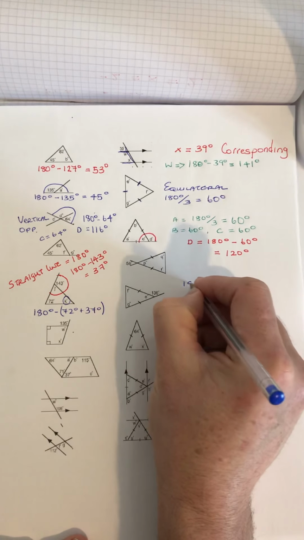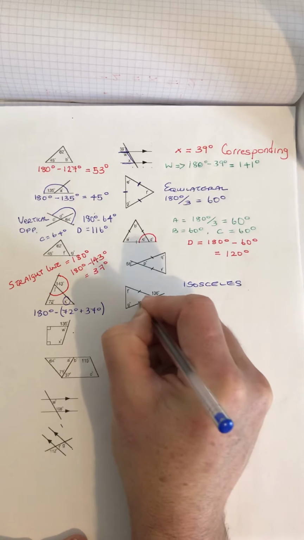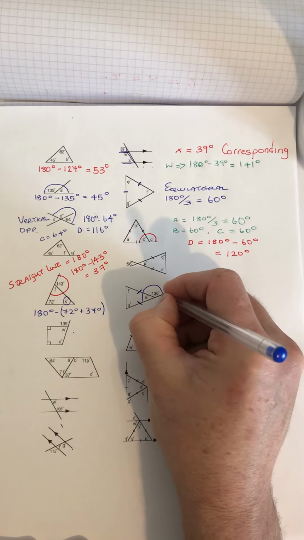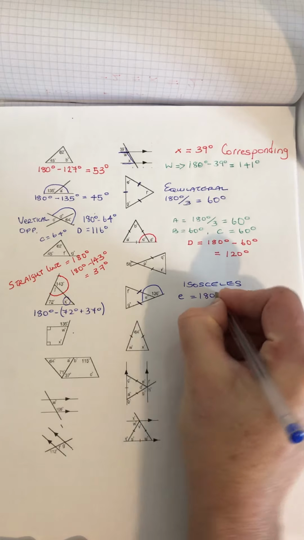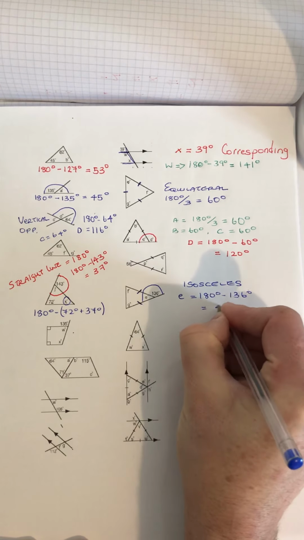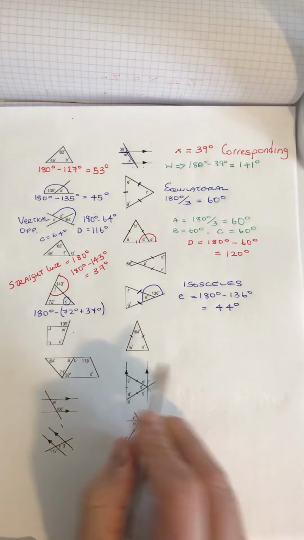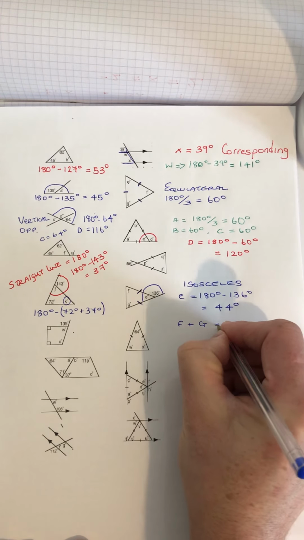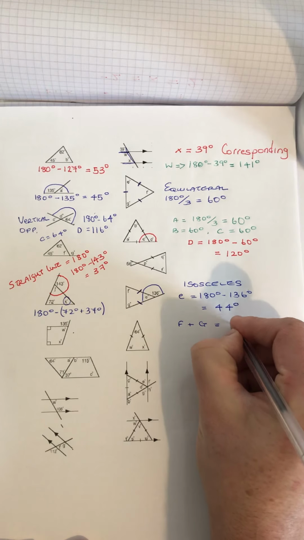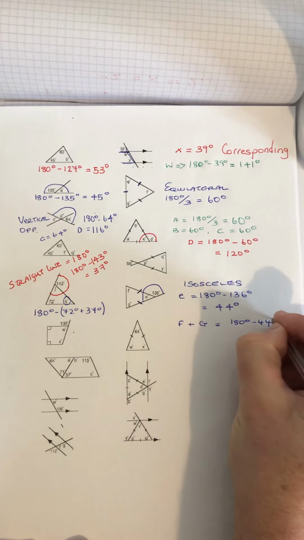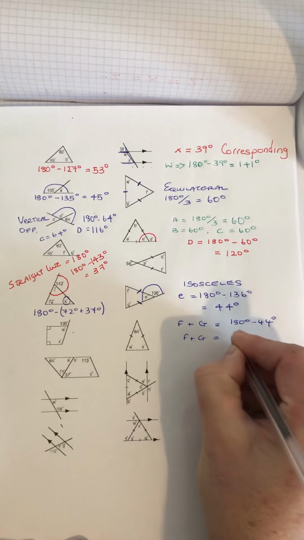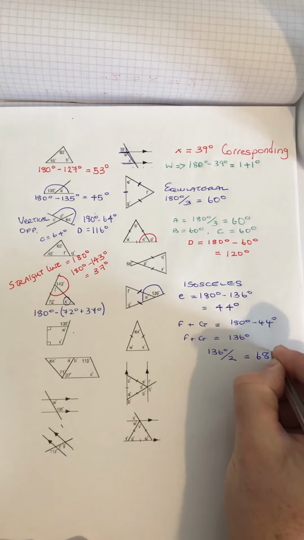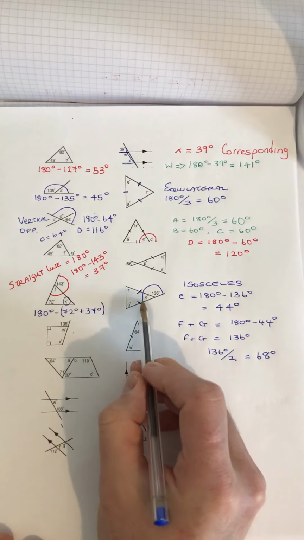This triangle here is isosceles because of these lines. So I want to find E. E is equal to 180 minus 136, which is 44 degrees. These 2 angles are the same. So F plus G will be equal to 180 minus 44, so F plus G is equal to 136. So 136 divided by 2 is equal to 68. So take your time with these.